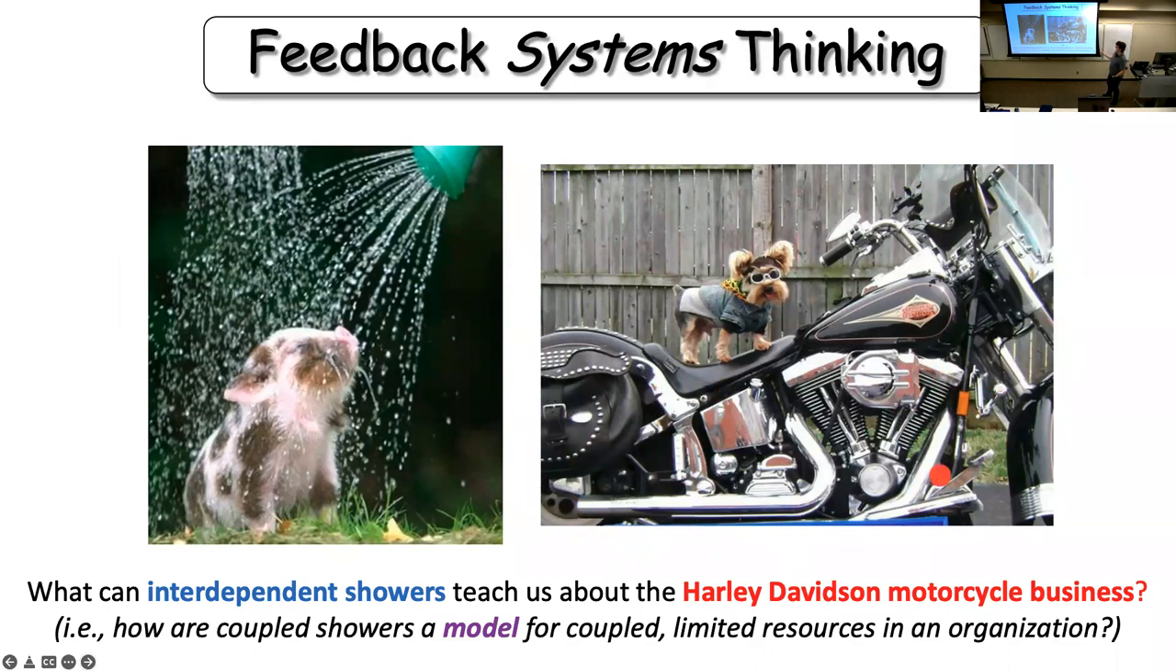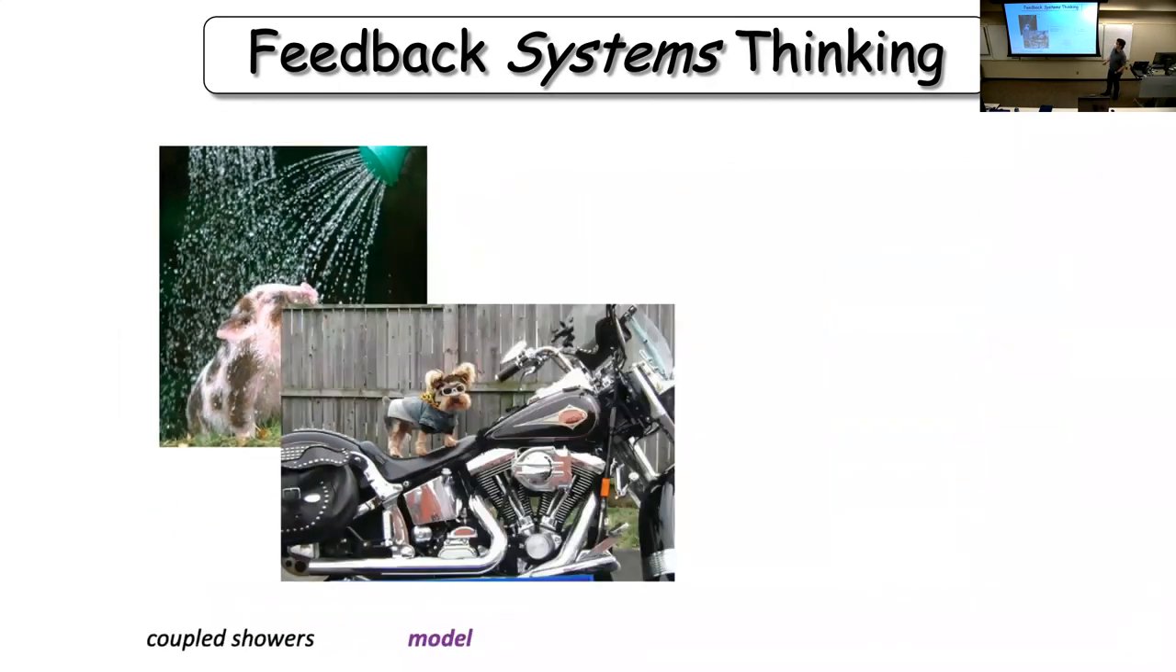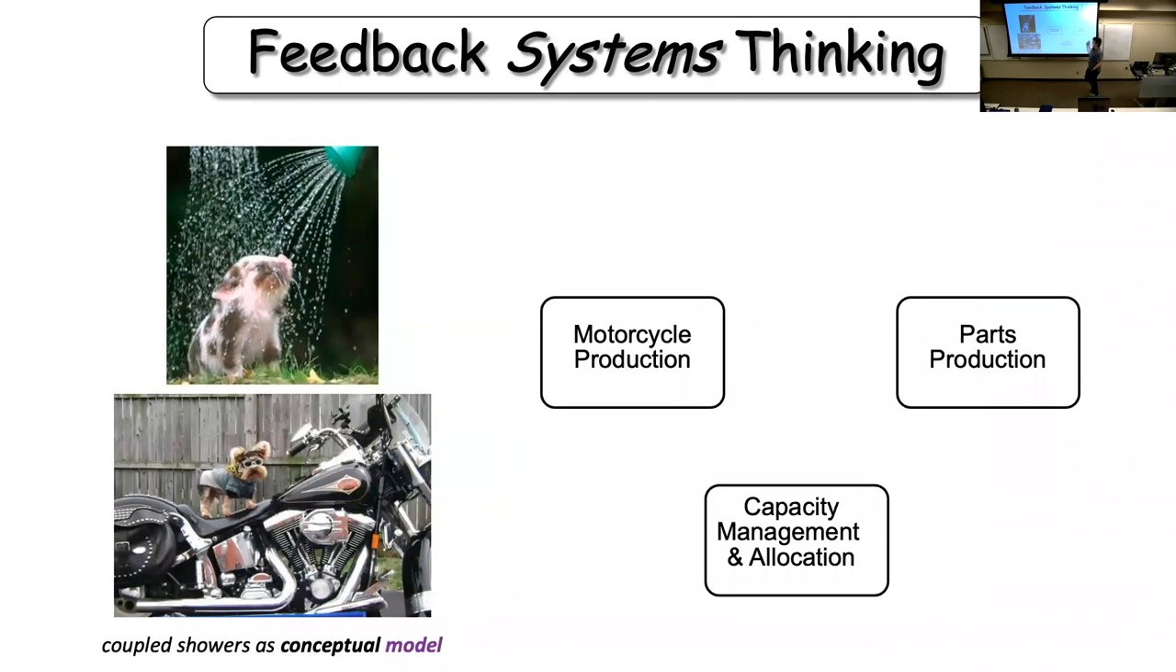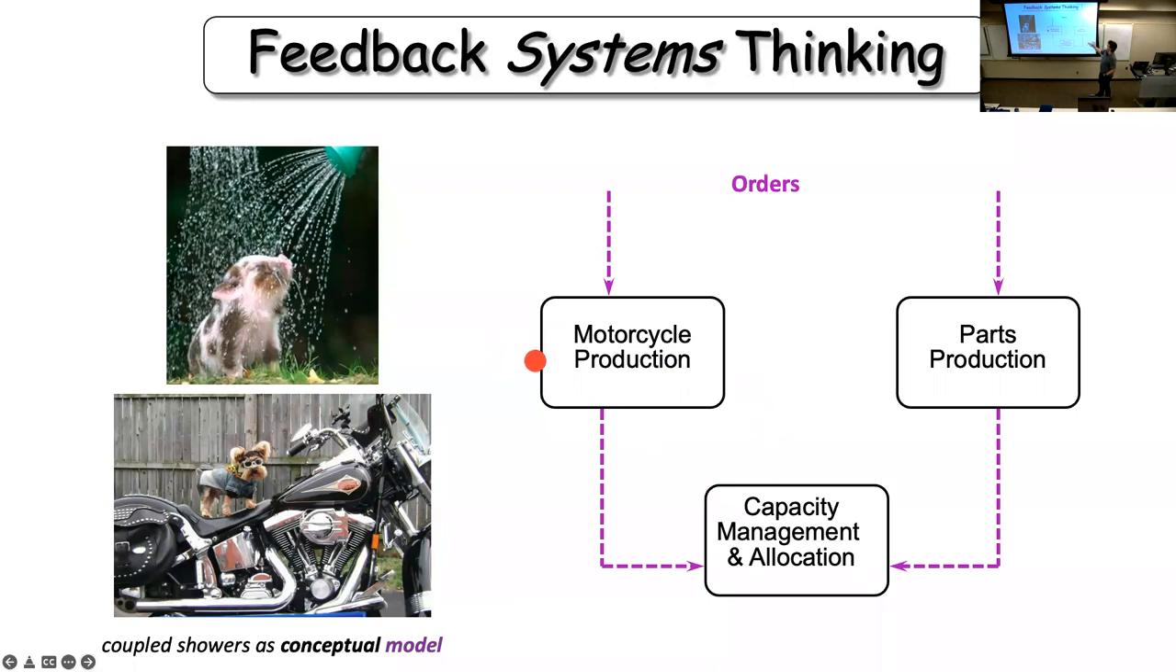He was employed to analyze the system dynamics at one of Harley Davidson's plants. And what he found was that they have two sectors, a sector for motorcycle production and a sector for parts production. So orders come in for both. People come in and they want to buy whole motorcycles. They also want to buy parts for motorcycles.